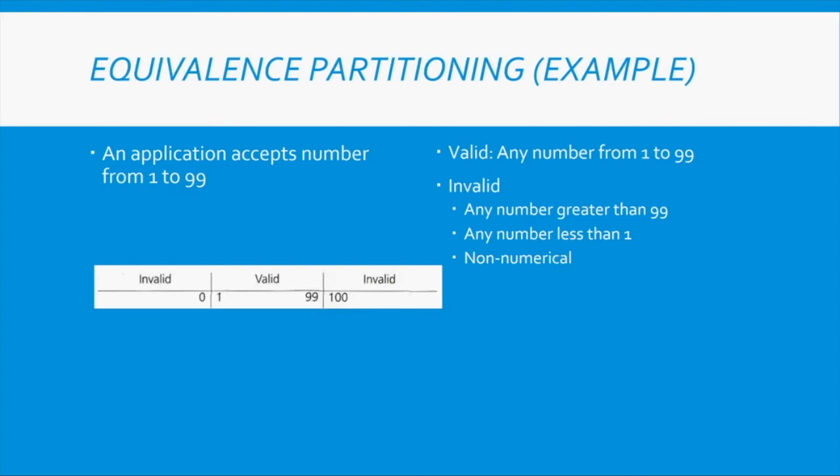Then what is going to happen is that the application will not accept 99, even though it should, because instead of saying greater than, he has now put greater or equal to 99. Those are the issues that happen during programming, a little mistake like that by the developer. That is where you need to design your test cases properly to capture any issues like this.